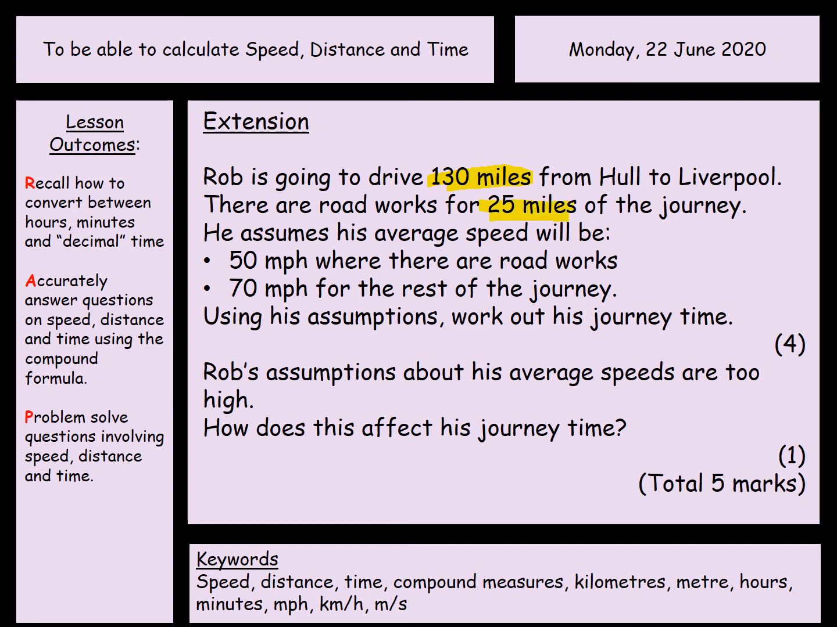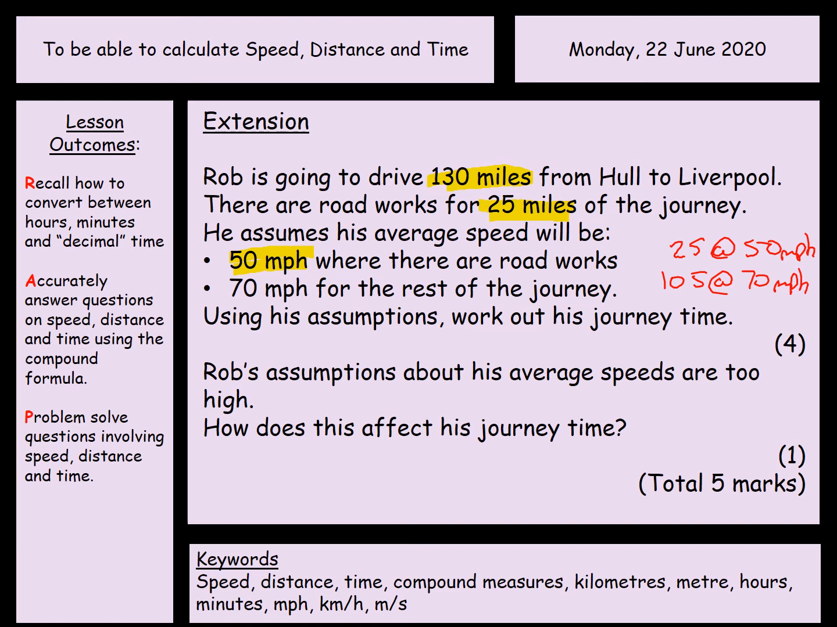And during the roadworks, he's going to be going at 50 miles per hour and 70 miles an hour for the rest of the time. So it's going to be important that we work out what the rest of the distance is. So we're going 25 miles at 50 miles per hour, and you go the other 105 miles at 70 miles per hour. Okay, so you can work out the values there.